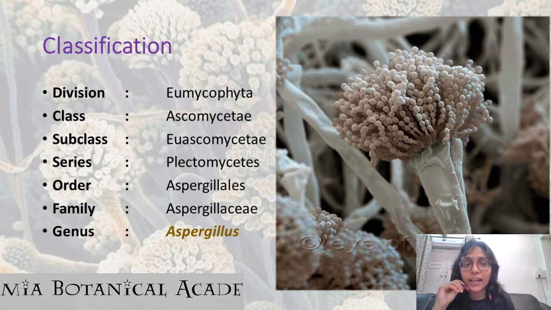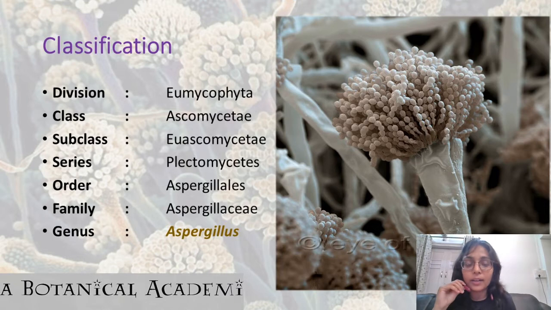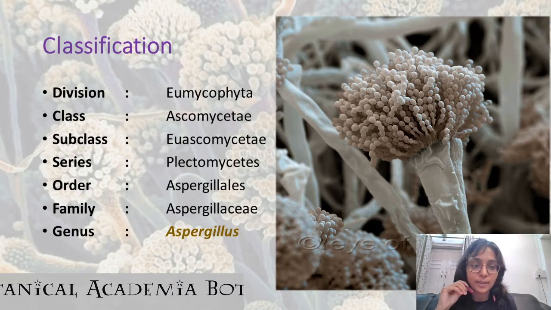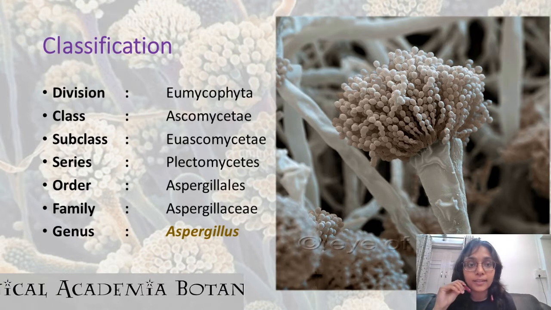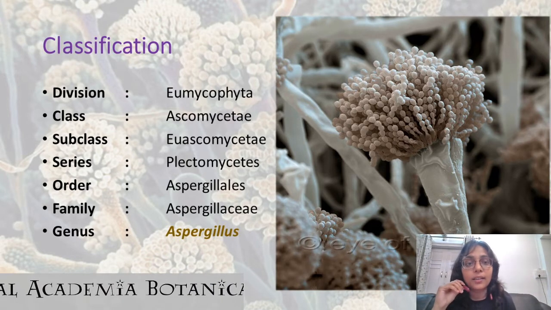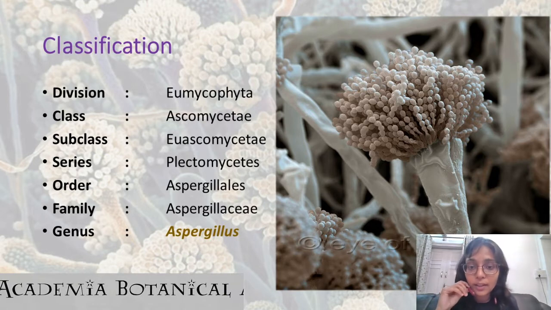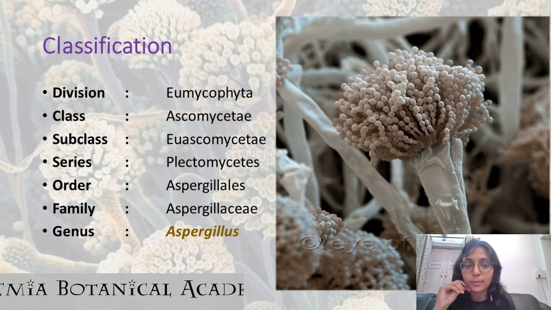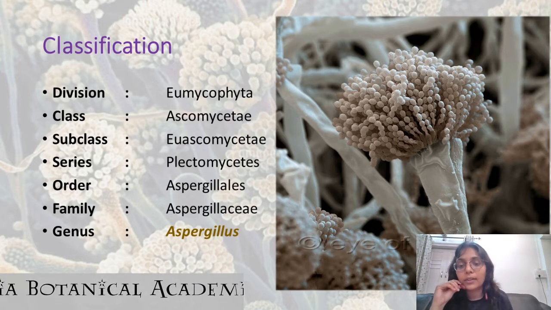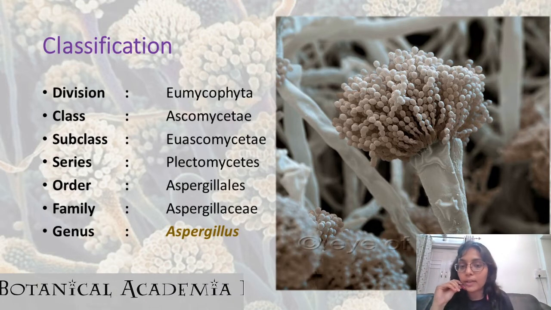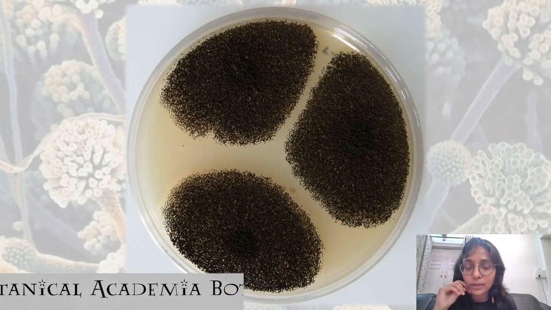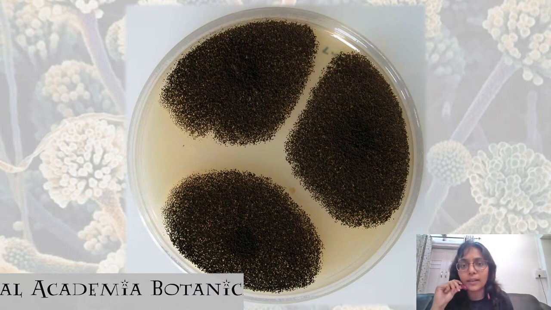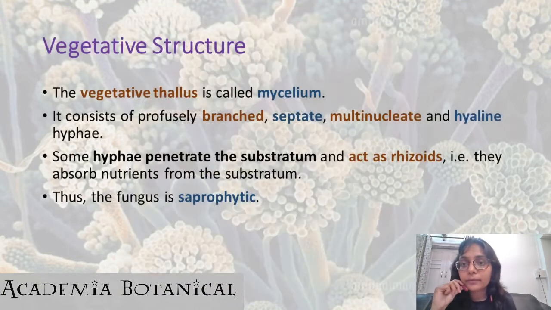On your right, you can see the electron micrograph of this particular Aspergillus. So pretty fascinating, isn't it? These spore-like structures that you're seeing are called conidia over here. We'll see what is the difference between conidia and spores later on. So let us talk about Aspergillus. This is how it looks when it is grown in a petri dish. This is Aspergillus niger showing black conidia.